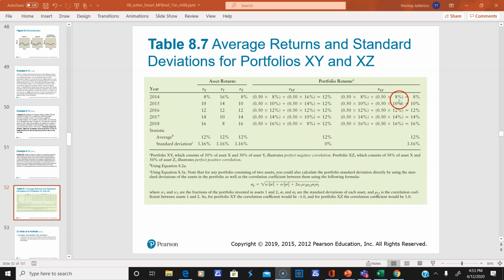Now look at X and Z. Again, look at the portfolio returns. They vary. See how they're varying? But the average is still 12. Let's add this up: 30, 42, 52, 60 divided by 5 is 12, right? But now look at the standard deviation. Everyone see that? So somebody tell me which one is riskier. You can clearly see there's no risk here, but there's plenty of risk right here. So this is the riskier portfolio, okay? Everyone see that?